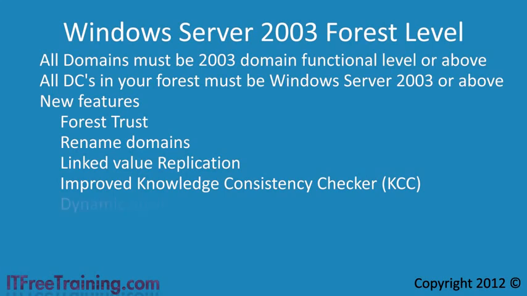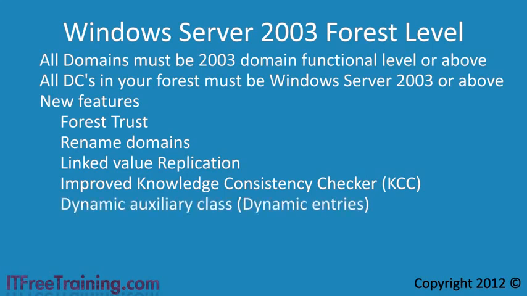The fifth feature is called Dynamic Auxiliary Class. This is basically the ability to create an object in Active Directory that has a time-to-live value associated with it. This is also referred to as a dynamic entry. Having a dynamic entry means an application can store an object in Active Directory and have it expire after a certain period of time, say after a day. Active Directory would then automatically remove the object after one day without the application having to do anything.